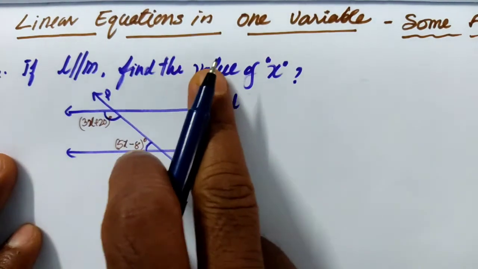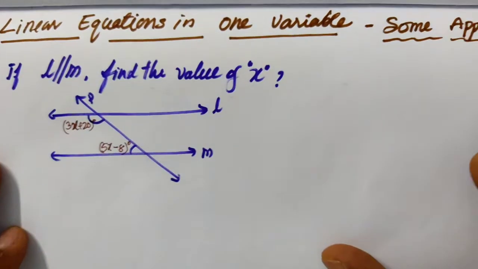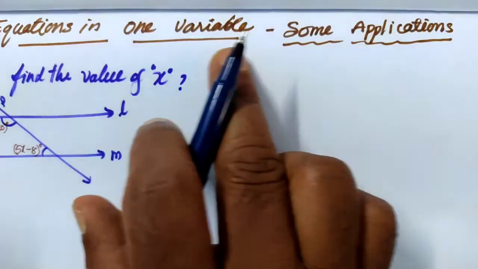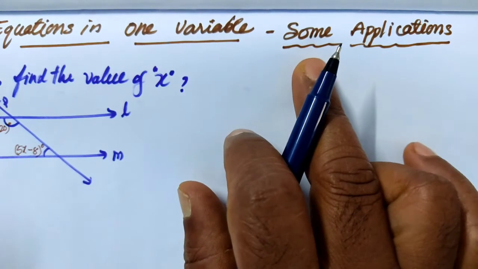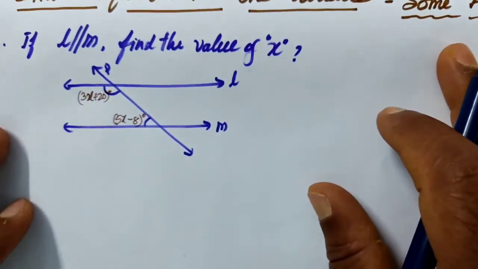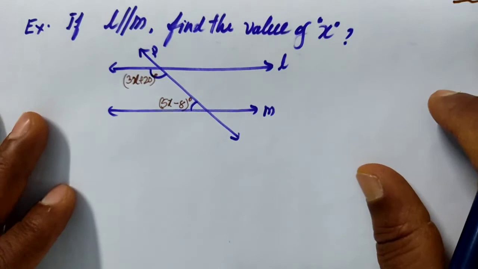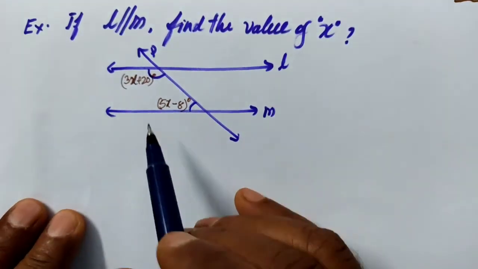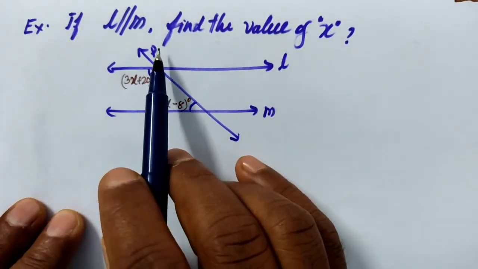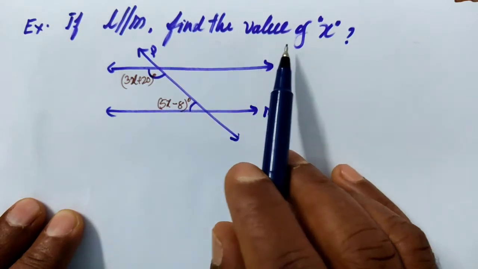Linear equation in one variable, some applications of a linear equation in one variable. So there is an example question. If L is parallel to M, find the value of x.